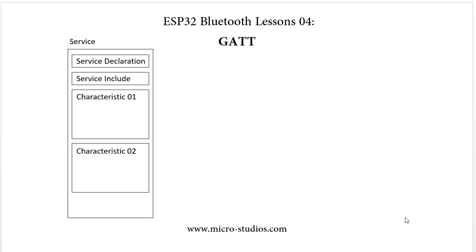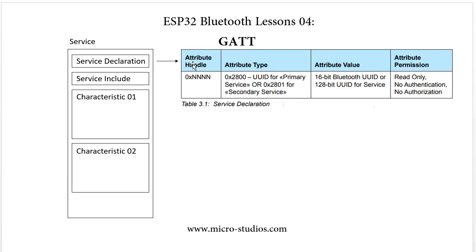The data format will be like this. It has four parts. The first part is the attribute handle. The second part is the attribute type. The third part is the attribute value. The last part is permission. For the first part, it starts from 0001 and ends with FFFF.